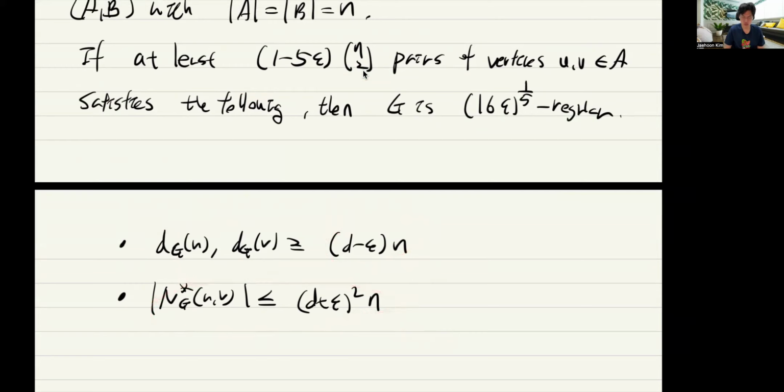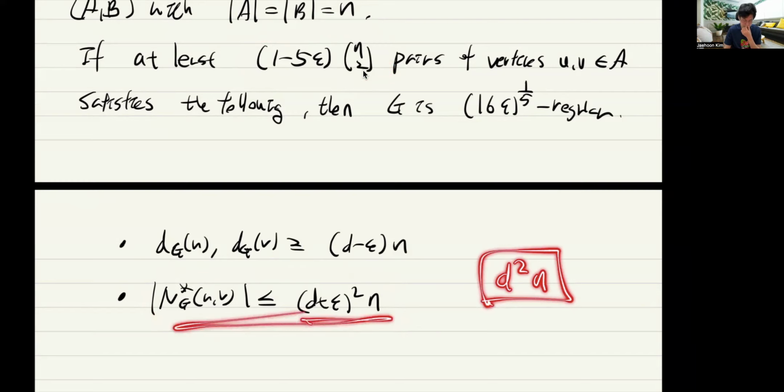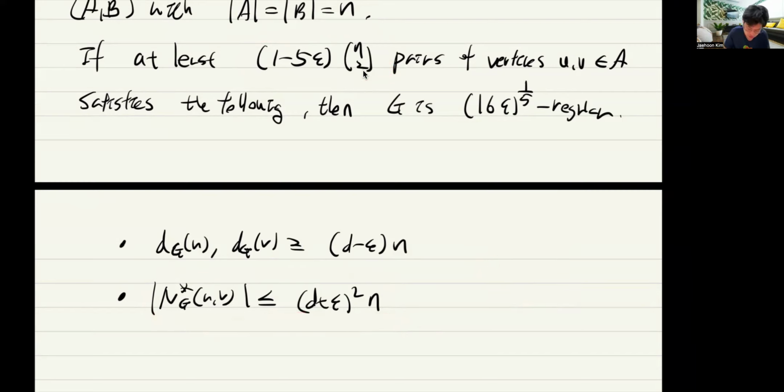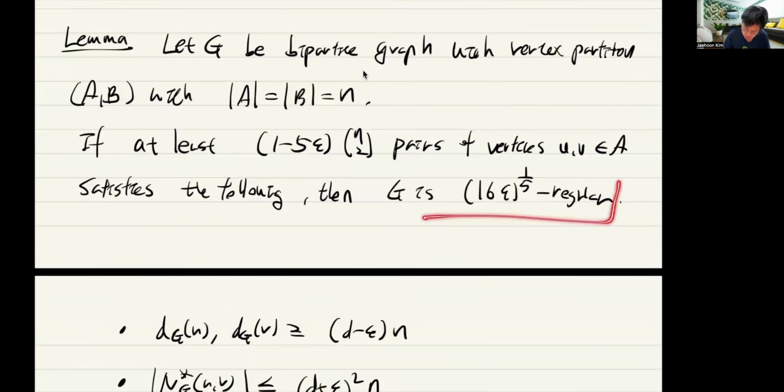And the second condition says that out of n choose two choices of pairs, most of them have not too large codegree. The expected codegree, if every vertex has degree dn, and their neighborhoods are like random, then the expected size of a common neighborhood is d squared n. And it shows that it's not too much larger than that. Then this is epsilon regular with a slightly bigger epsilon.